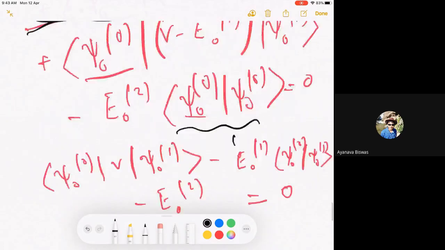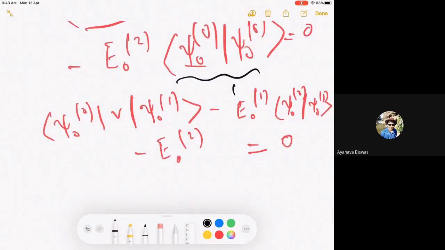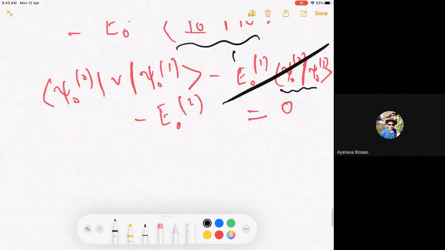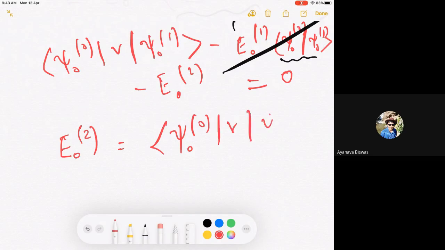So I have simply split up these terms as two terms. And now you can see, because of the intermediate normalization, I told that my choice is that all corrections are orthogonal to psi 00, right? So this actually goes off, leading me to an expression which is just like E01, but now E02 is psi 00, V psi 01.